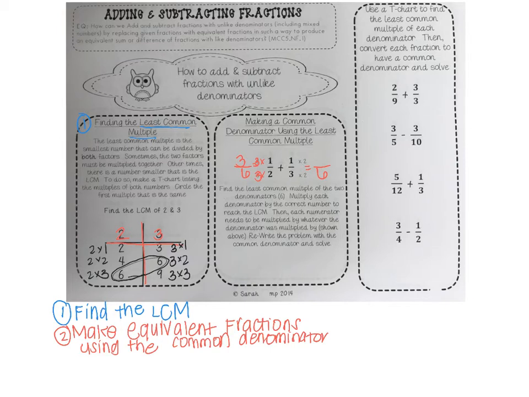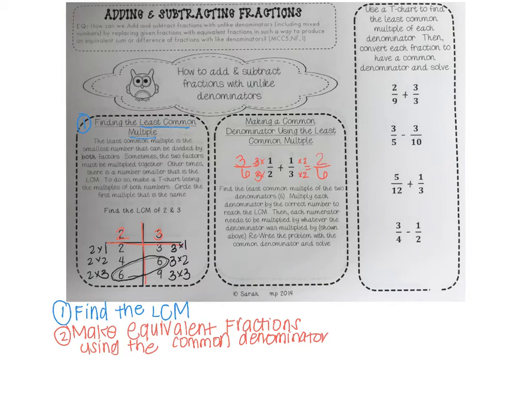So now I want to look at 1/3, and I want to think to myself, how do I go from 3 to 6 using multiplication or division? What do you do to 3 to get to 6? Multiply by 2. So what am I going to multiply the numerator by? 2. What's 1 times 2? 2. 1 times 2 is 2.